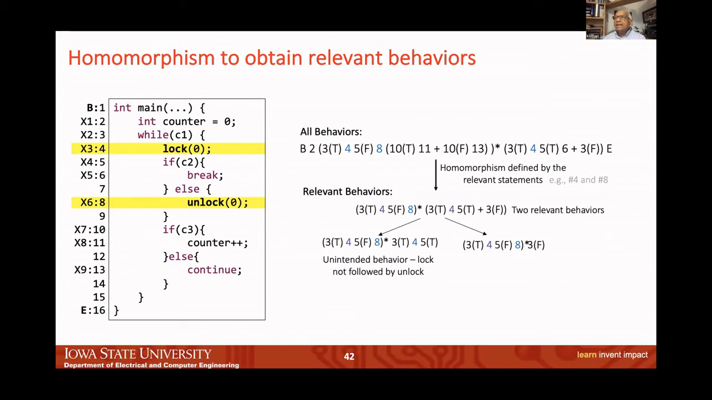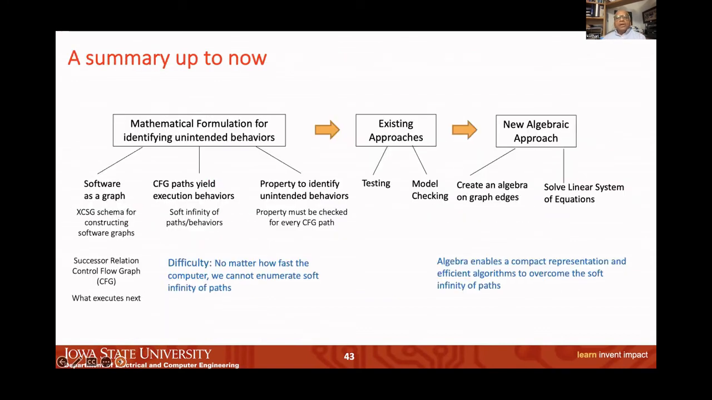So especially when we are dealing with large software like Linux, this algebraic method becomes very powerful. It can deal with very large code and get us to the heart of the code that we need for finding unintended behaviors. So this is what we have discussed: the mathematical formulation, the existing approaches, and the new algebraic approach.